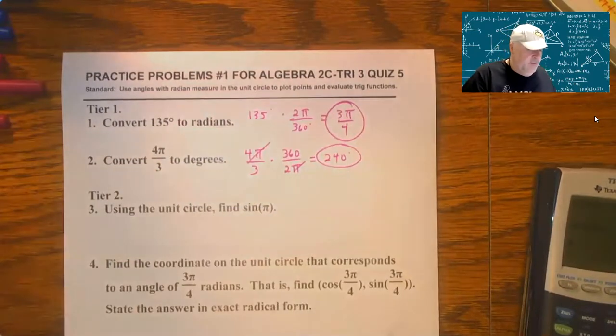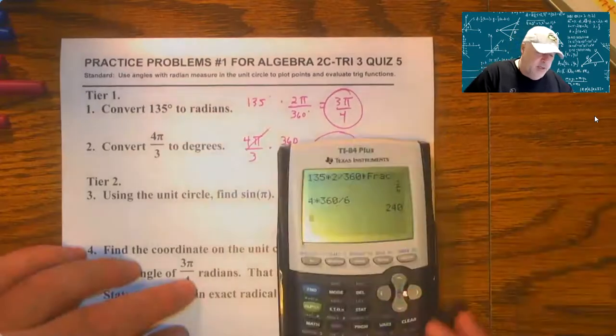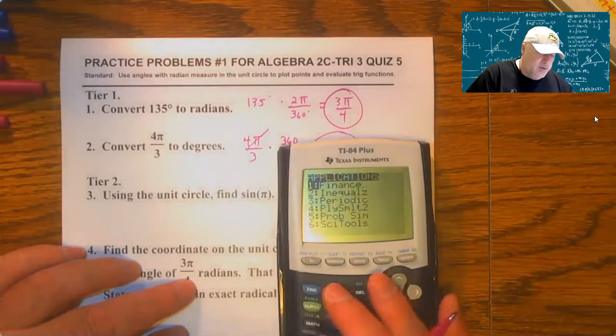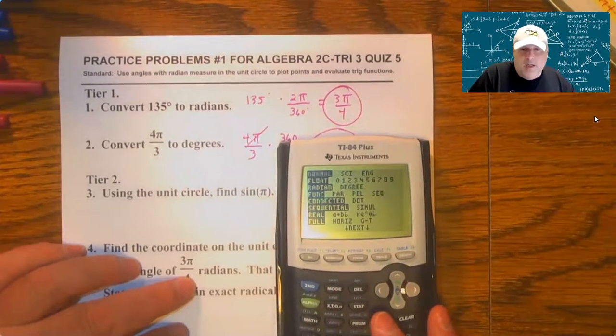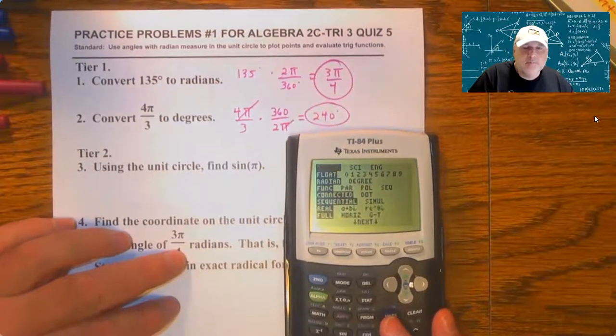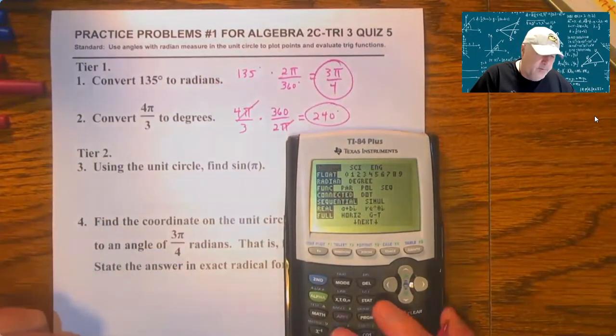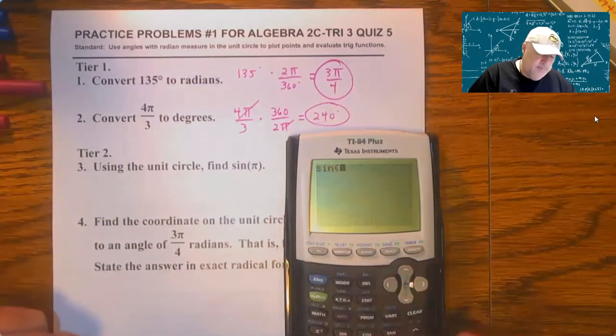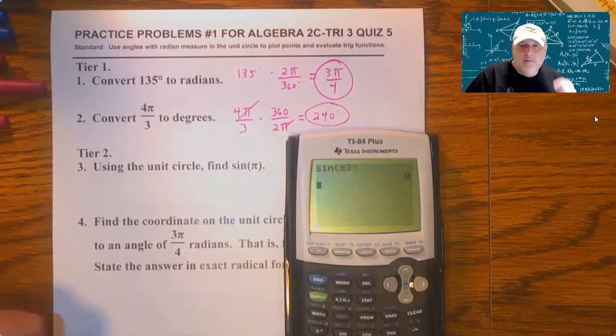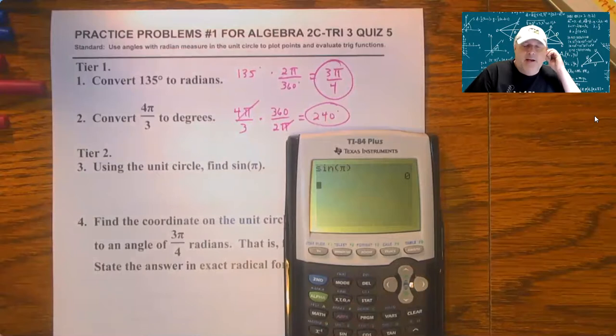Using the unit circle, find sine of pi. So you can use your calculator to do this. You just need to make sure that you are in radian mode. So if you were doing something else in degrees, let's say, then you'd have to be in degree mode. So sine of pi is 0.